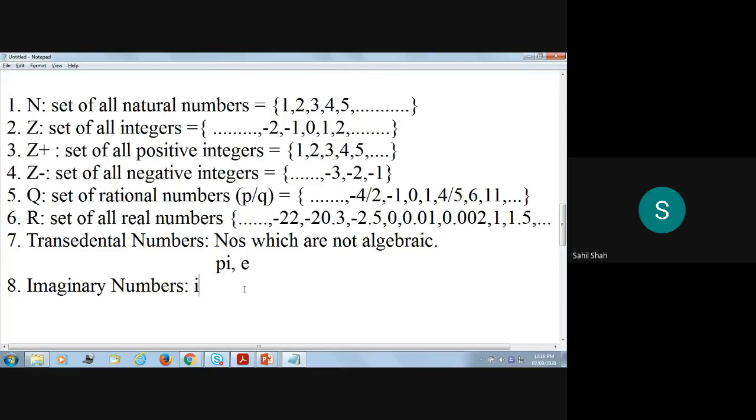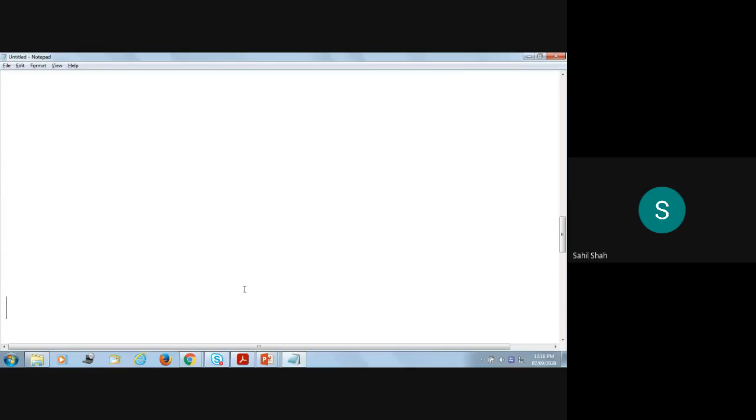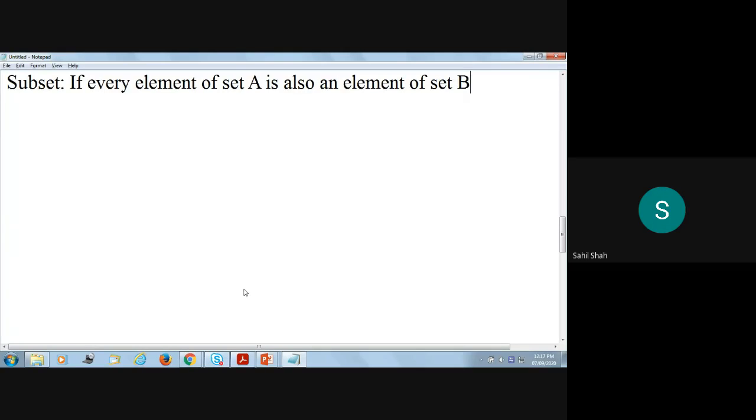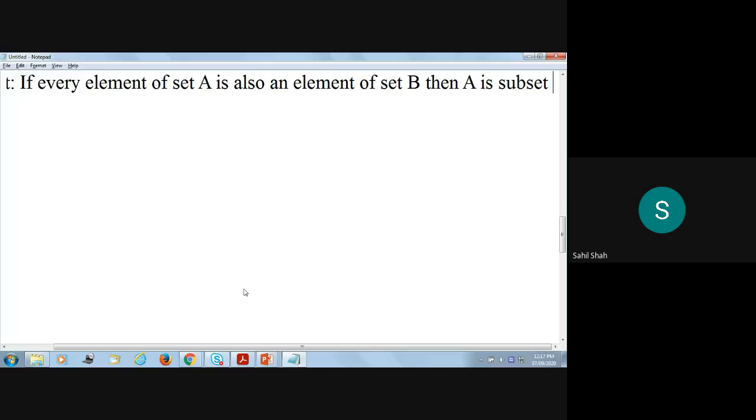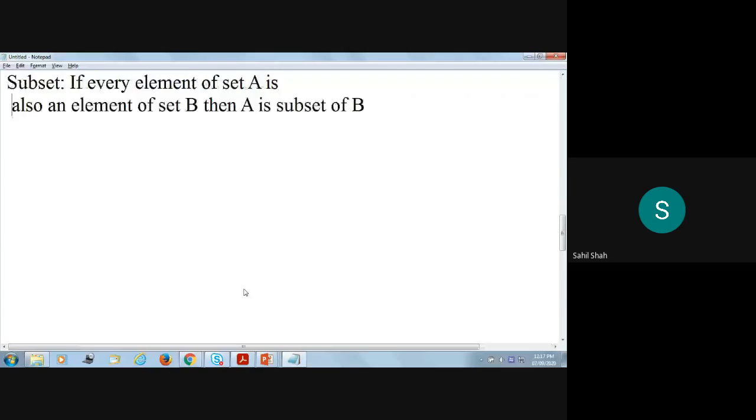Okay. Further to this, what is the definition of subset? If every element of set A is also an element of set B, then you say A is a subset of B. Why am I taking the definition? Because it is asked for 2 marks in your theory examination. Define subset. Explain the concept of subset with the help of an example. So you are going to give this definition, and we would say A is a subset of B.